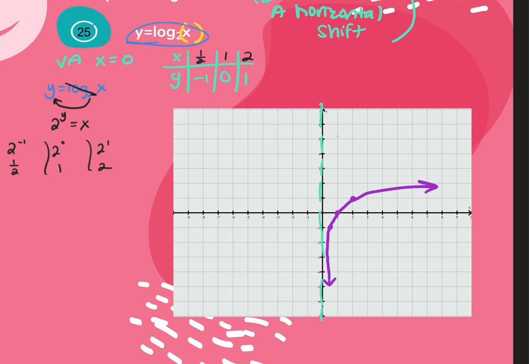So now I've got a domain that is restricted. It starts at 0, but doesn't touch it, and it goes to positive infinity. That domain will also be based on your horizontal shift. If there's none, it's 0. Your range, those arrows point down and up. It is negative infinity to positive infinity, as it would be for every log.